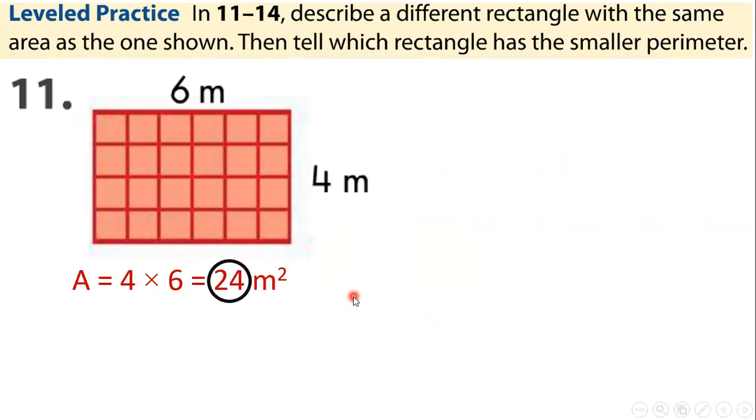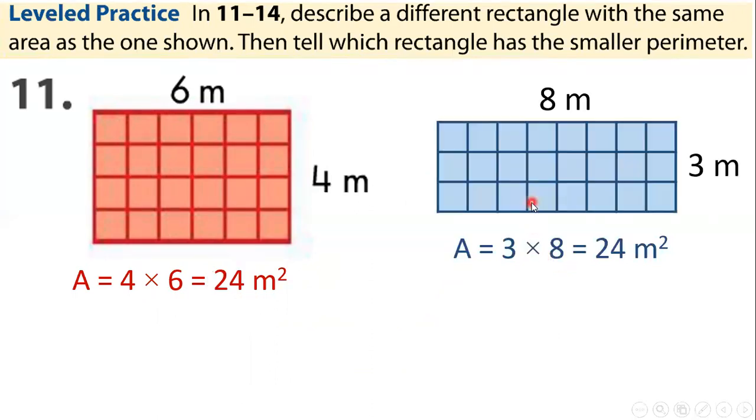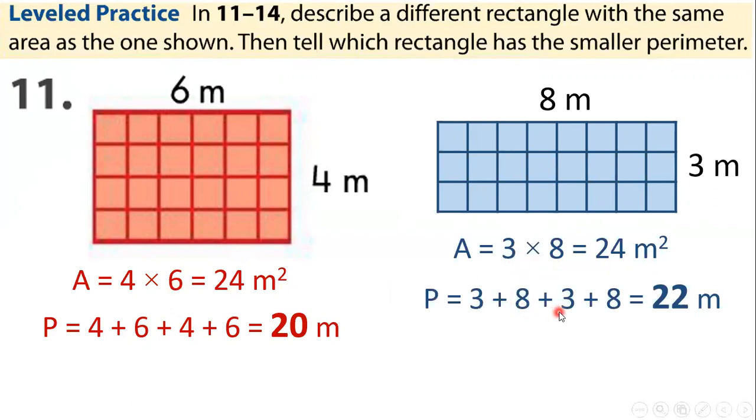24 is equal to 4 multiplies 6, and also equal to 3 multiplies 8. So the area of this rectangle is 3 multiplies 8 equals 24 square meters. The perimeter of the first rectangle here is 4 plus 6 plus 4 plus 6 equals 20 meters. And the perimeter of this rectangle here is 3 plus 8 plus 3 plus 8 equals 22 meters.